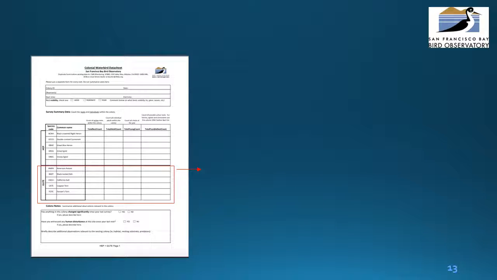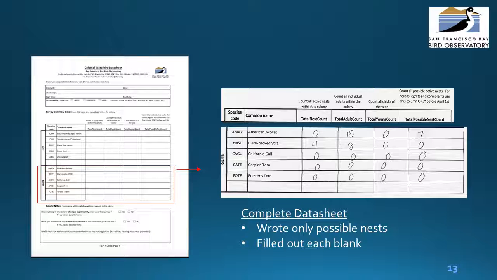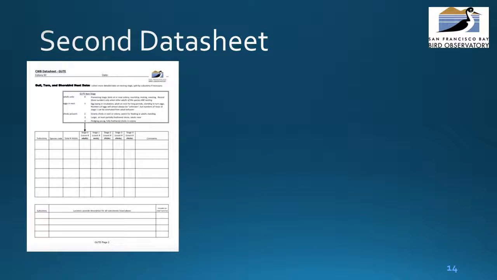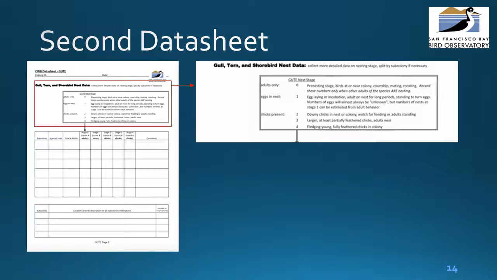The second section will be to write a total nest count, total adult count, total young count, and total possible nest count. The complete data sheet wrote only possible nests and filled out each blank. For GUTE species, you should only ever have a total nest or a possible nest count, never both for a single species. This is the second data sheet you will fill out.